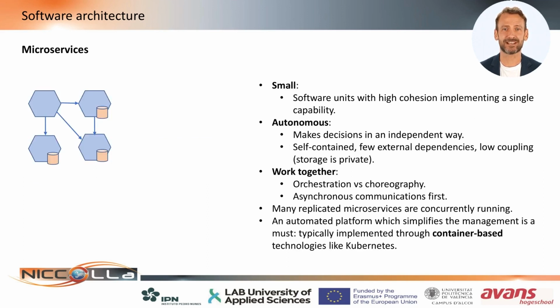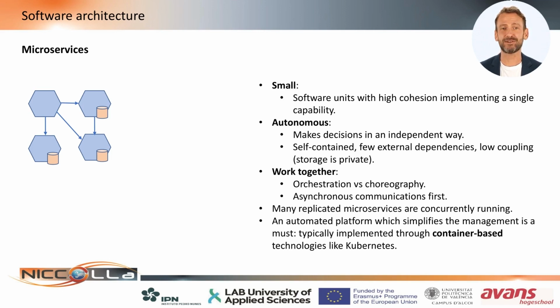Microservices are services with three main properties. They are small, autonomous, and they work together. Regarding its size, a microservice should implement a single capability, resulting in highly cohesive code. This improves maintainability and enables the release of new versions in very short development cycles.